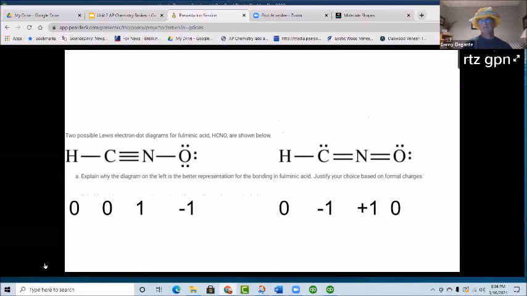And we come down to the diagram on the left is better because oxygen has a formal charge of -1. And who is the most electronegative out of all those elements? Turns out it's oxygen. So if you don't know your electronegativity yet, you really need to work on that.